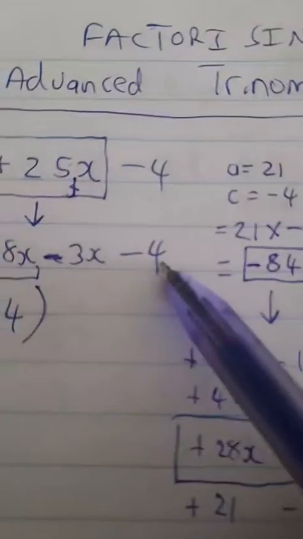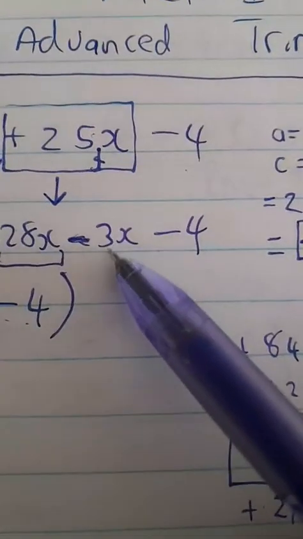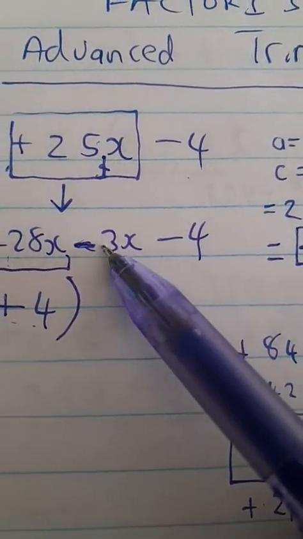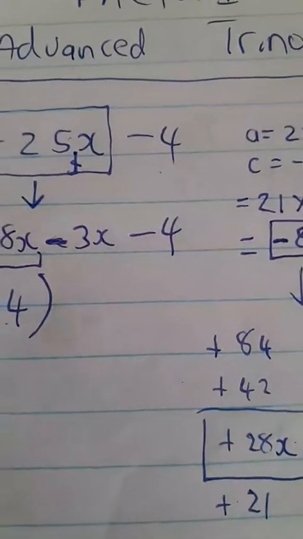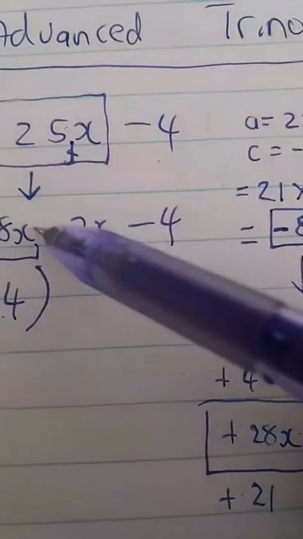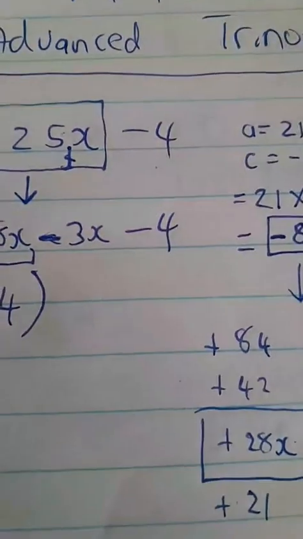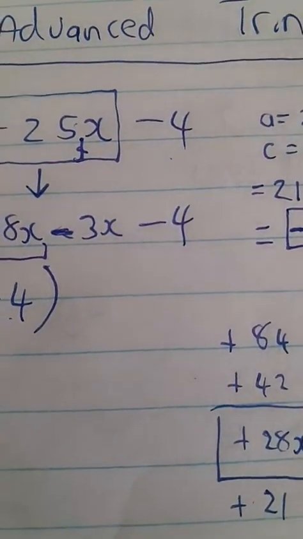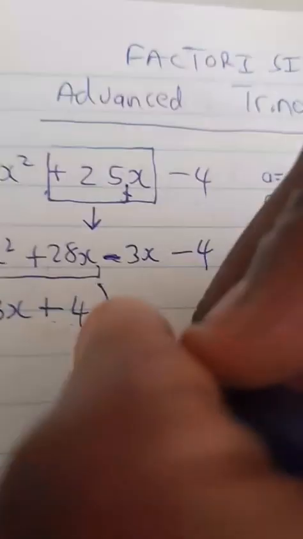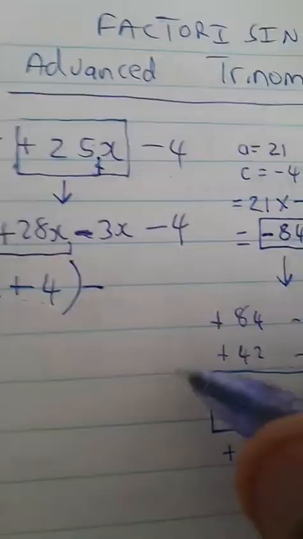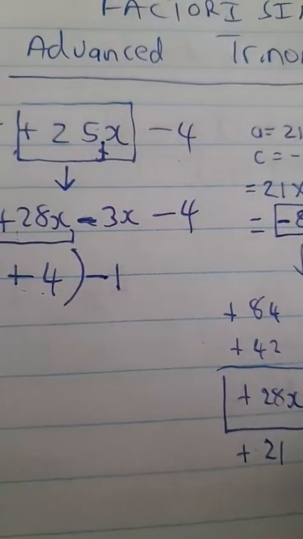Let's look at the last two. They are also grouped. What is the highest common factor between negative 3x and negative 4? The first term is negative. So therefore we take out the negative sign as a highest common factor. So our highest common factor sign is negative, and then our highest common factor number is 1. Okay? Very important, people.